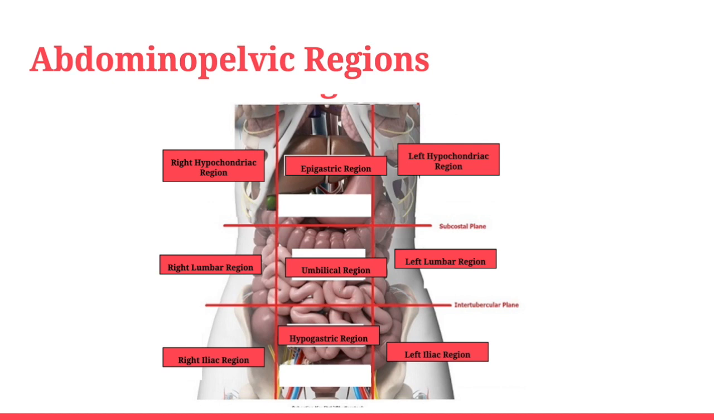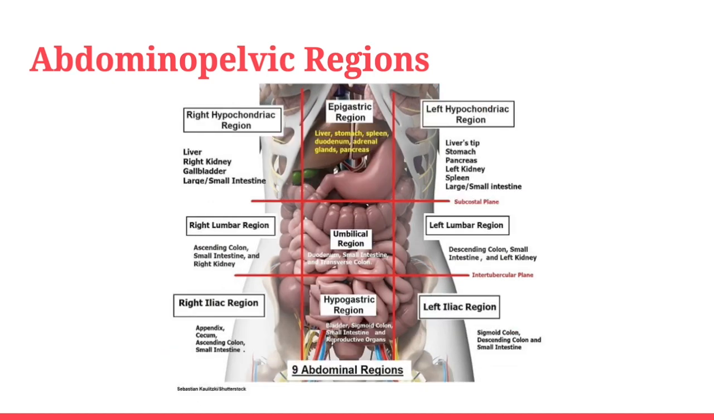Okay. We just have one more thing to talk about. We're going to go over the organs that we would have in each of these regions because we will be using that to refer to organ locations later on. So the right hypochondriac region is going to include part of the liver, the right kidney, the gallbladder, and parts of the small and large intestine.